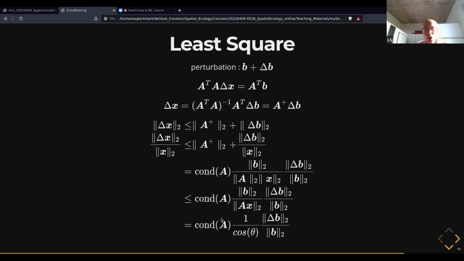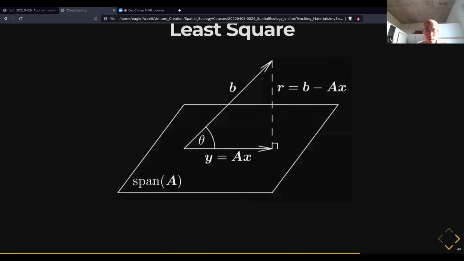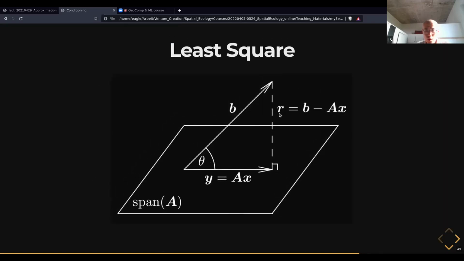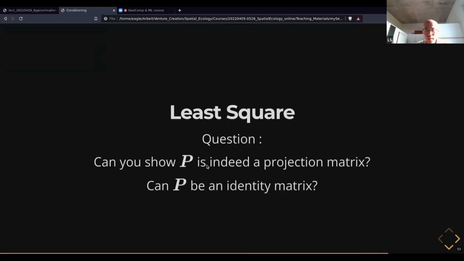So the conclusion of the system, once again, is the error bound of our interest, because X is our solution, is bounded by the conditional number for the least square system divided by cosine theta. What's the cosine theta? Remember we talked about cosine theta before? It's here, right? The smaller the residual, the smaller the theta.